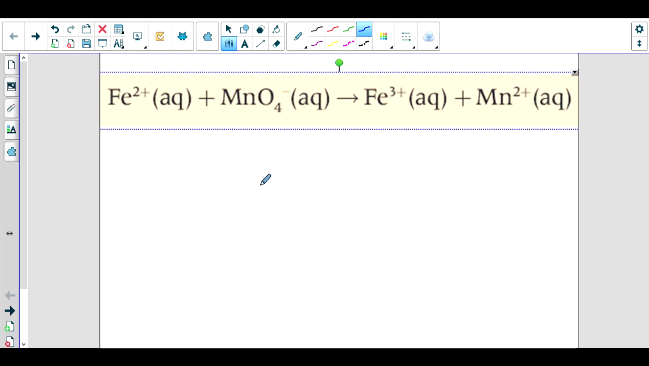In this video we want to see how we can balance this redox equation. We have this equation and we want to balance it. Keep this in mind: balancing a redox equation, you just need to follow some steps and we can get the answer.